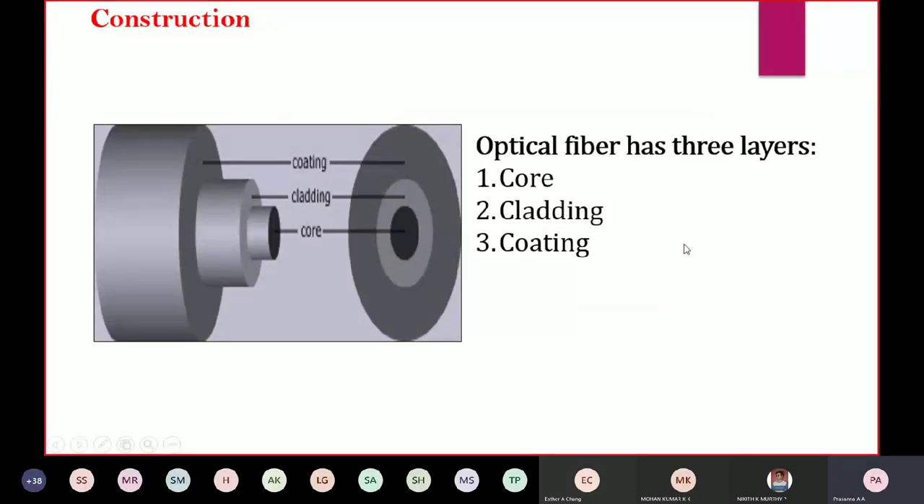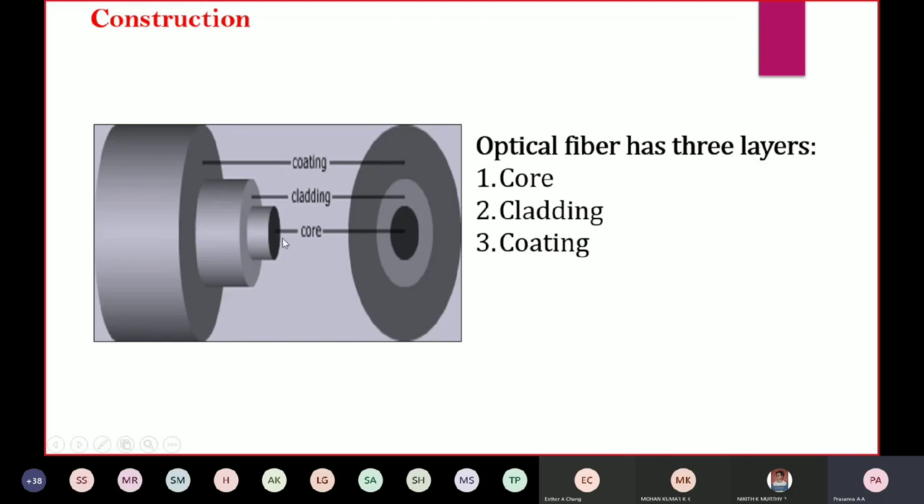So optical fiber has three parts: core, cladding, and coating. And this coating will be a polyurethane jacket usually. This is used in fact to protect the optical fiber from any mechanical stresses. And chemical reactions usually do not happen in this case because plastic or glass is used.